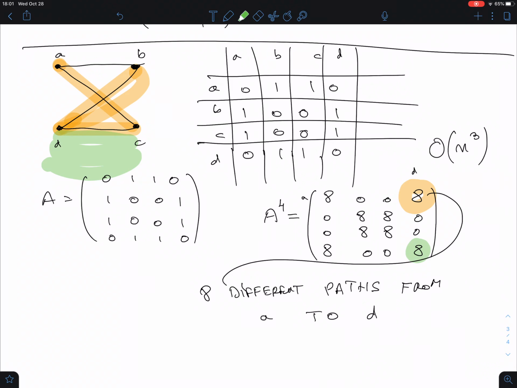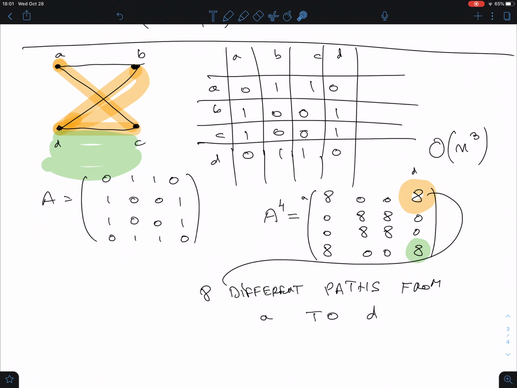In other words, circuits. A circuit is same beginning and end point. So the diagonal tells me what are the circuits. So it says there are 8 circuits of length 4. Remember, this is the length of the path. So this is a way of calculating how many circuits there are by just calculating the powers of the incidence matrix. So what about paths of length 3, for instance, or circuits of length 3?